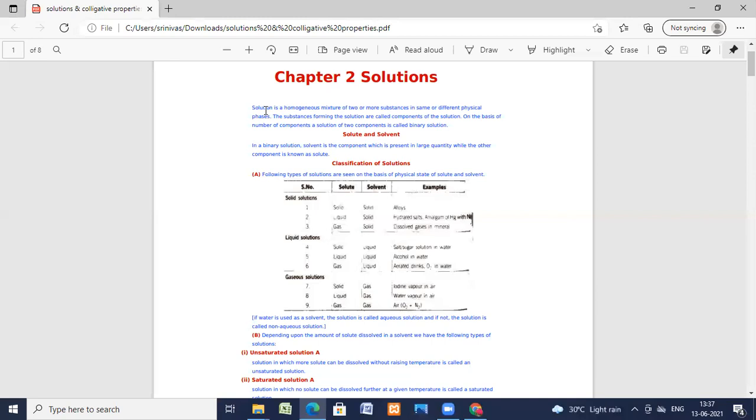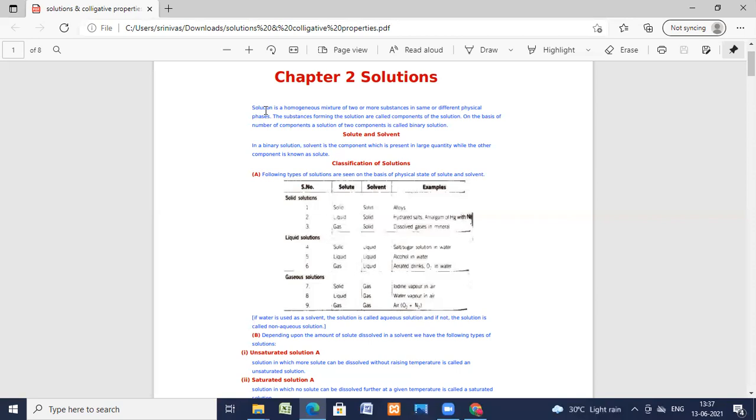As you can tell, in daily life we keep coming across solutions. A solution is a homogeneous mixture of two or more substances. A solution can be two gases, it can be two solids, or two liquids. It can be any way. But a homogeneous mixture of gases is called a gaseous solution.